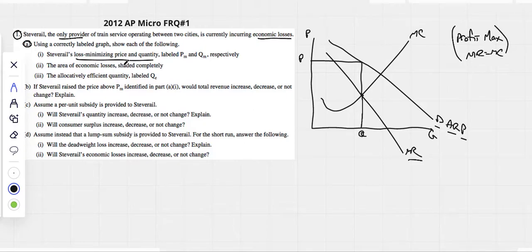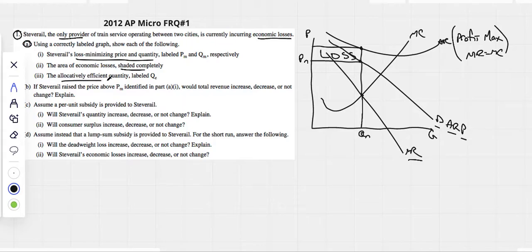They want us to show the price PM, QM. They are making a loss, so let's just do an ATC like this. Here's your price, there's your average. That's what it costs to produce this good, and that's the price you can charge. Straight up, straight to the left. Show that area of loss. Shaded completely. I'm just going to leave it like that.